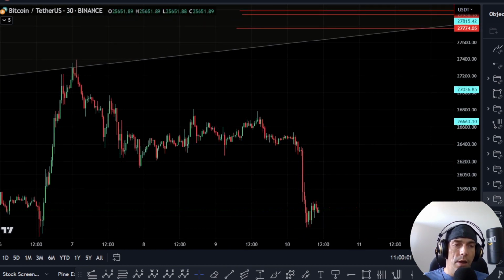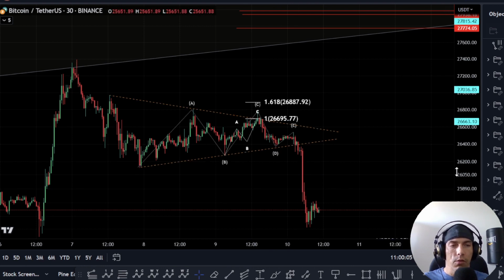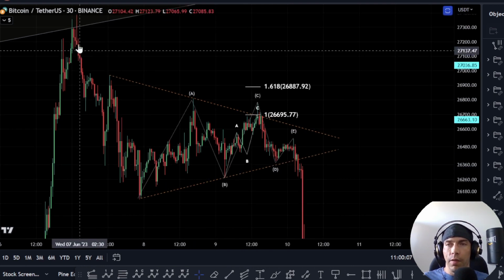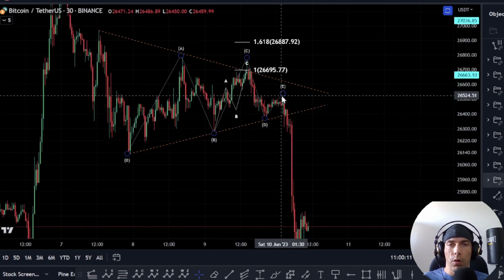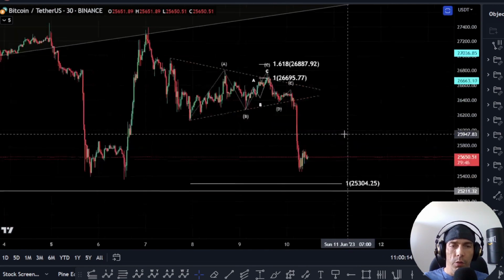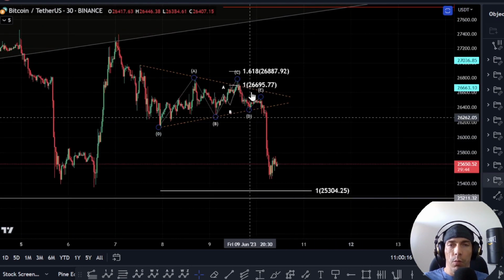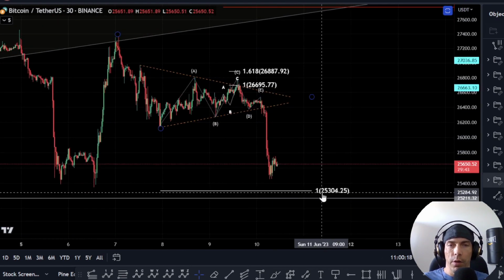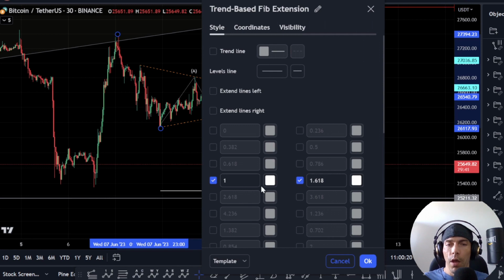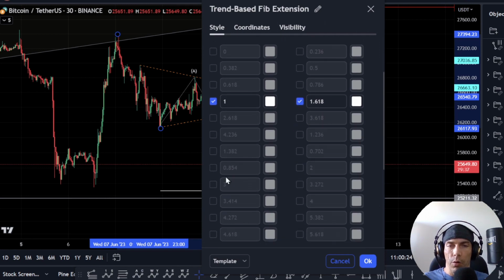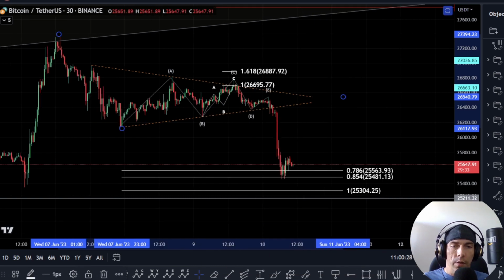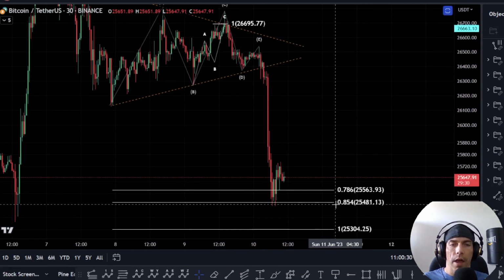Now, a way we could actually argue that this has already completed, and we discussed this idea of a triangle yesterday, would be that this is an A wave, this is a B wave as a triangle, except our triangle completes here. If this is the case, what we would then actually be looking for is our 1-to-1 would be lower down here at this 25,304. Now, the thing within this is that we would have achieved that minimum requirement already, and I'm just going to throw on some of these levels, and we have actually come down to this 0.854.